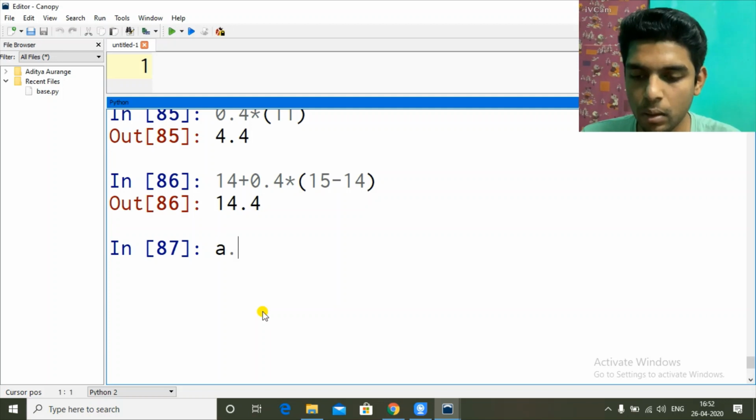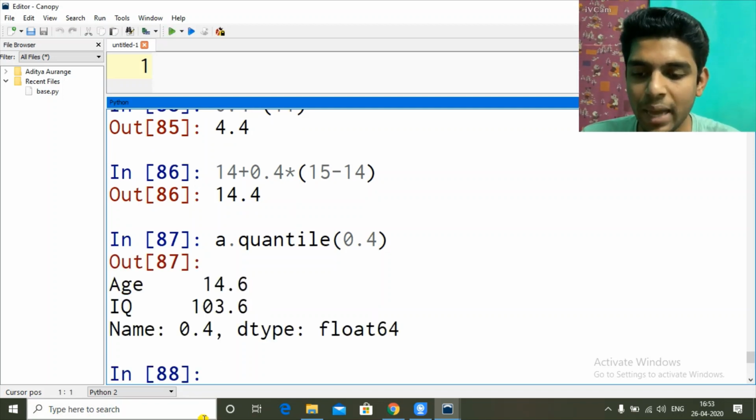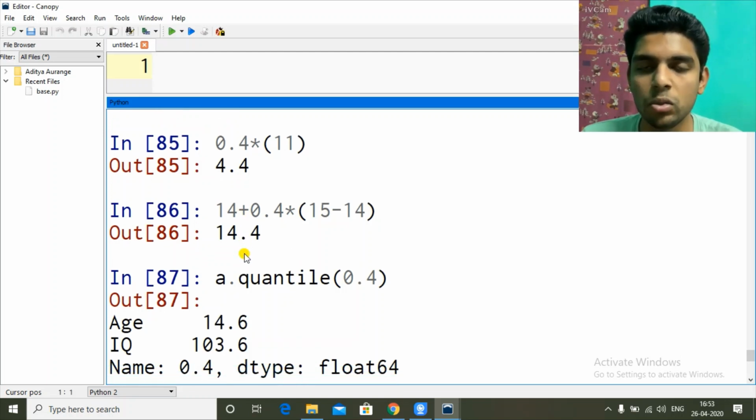Okay, so the function is a dot quantile, and inside I am giving the quantile I want to find. So I want to find the quantile at 0.4. If I do this, I get 14.6. So this is different from both of the methods. The first method would give me 14 straight up, rounding it down. The second gives me 14.4. So these are the methods of finding it on pen and paper.